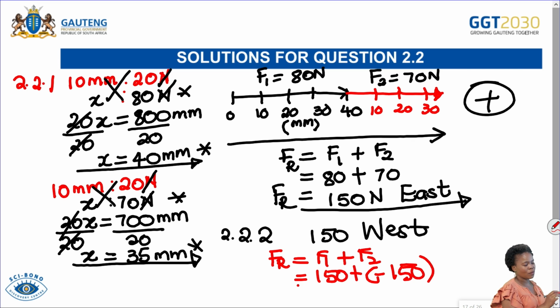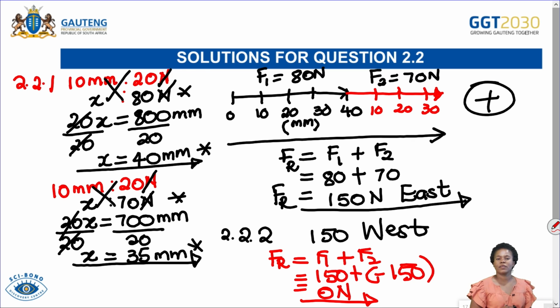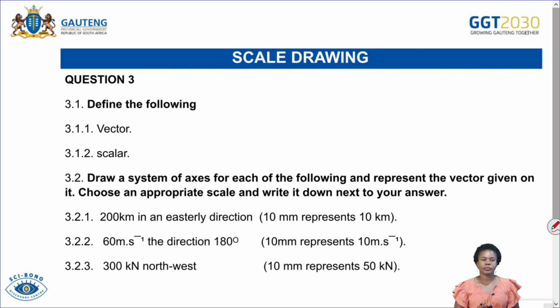150 minus 150 is giving you 0 newtons. Okay, so now it is in equilibrium. Hence we said 150 to the west. Okay, question 3, we're continuing looking at the scale drawing.